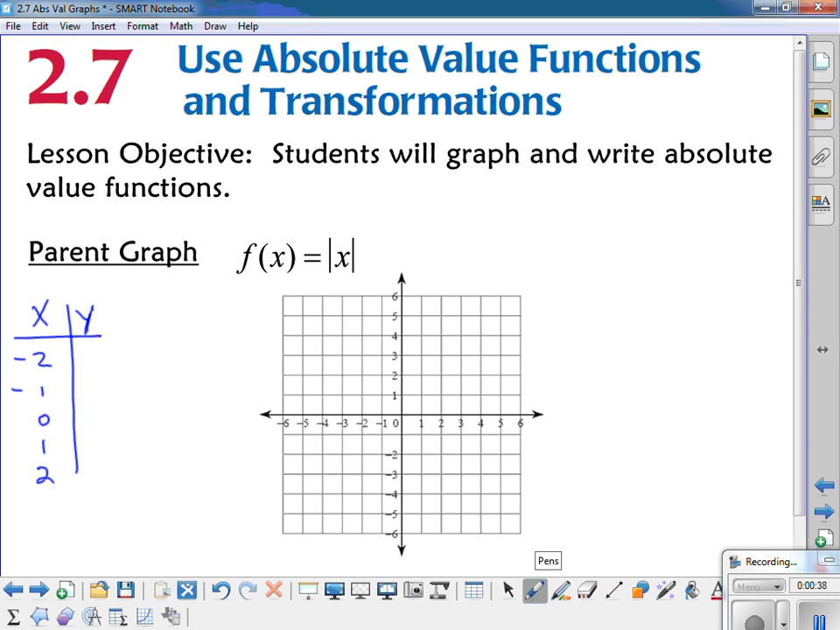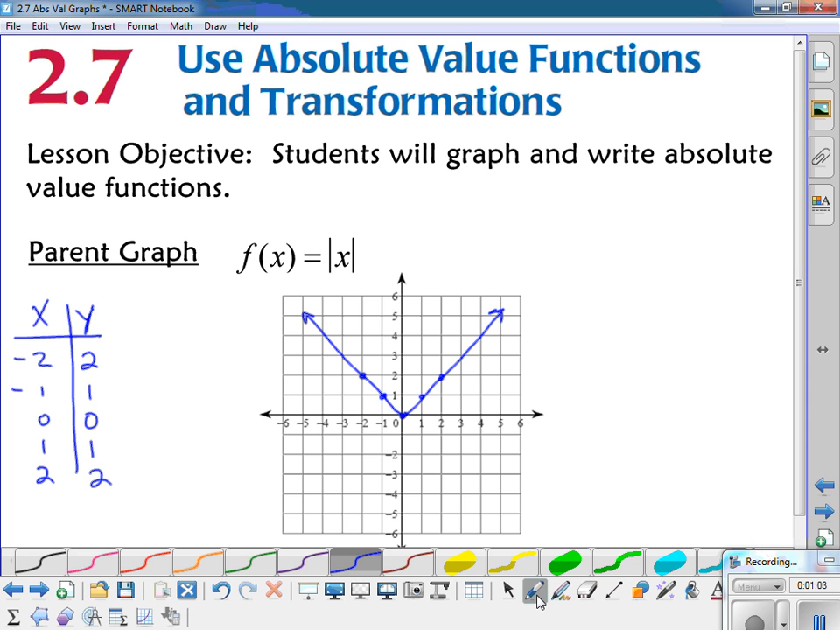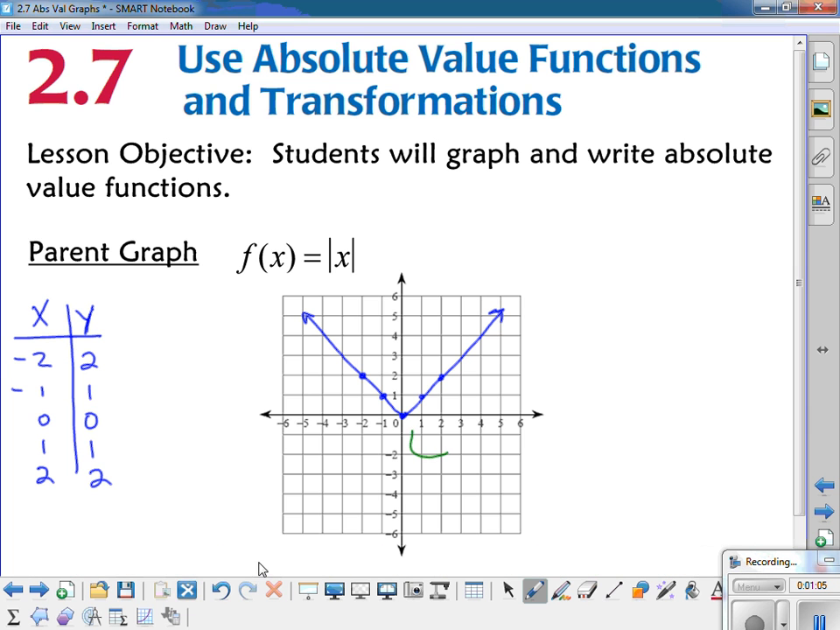So when I plug in a -2, y is 2. If I plug in a -1, y is 1. 0, 1, 2. So if I plot those points, what happens is that the graph makes a V. And so every absolute value function should make a V. And so some pieces of it, this is the vertex.